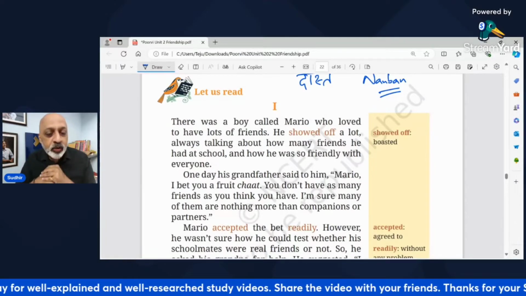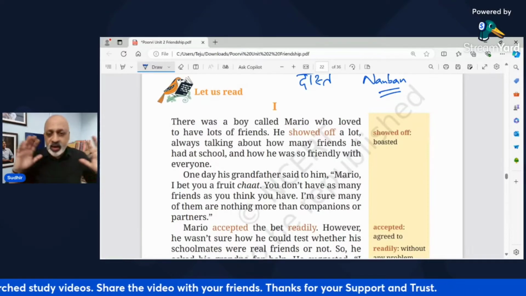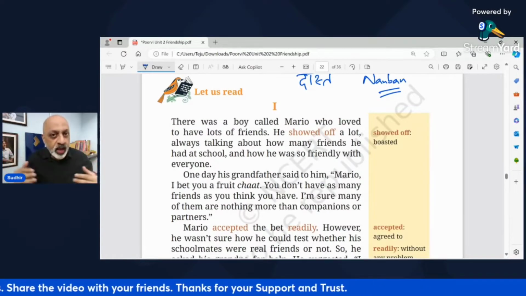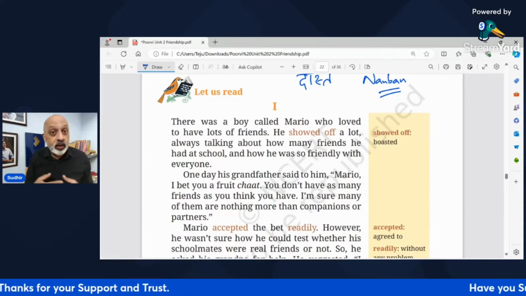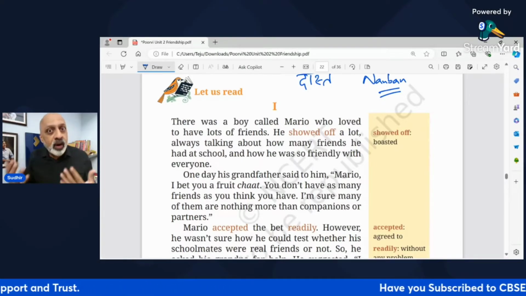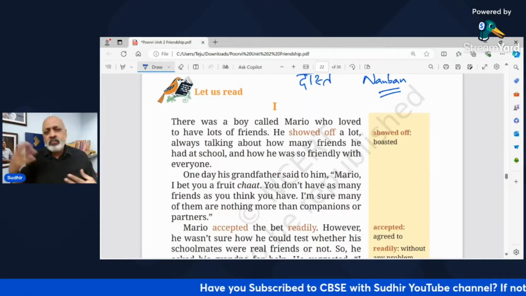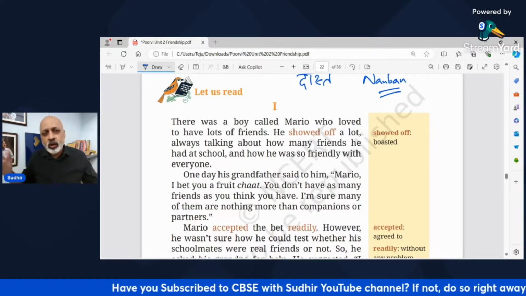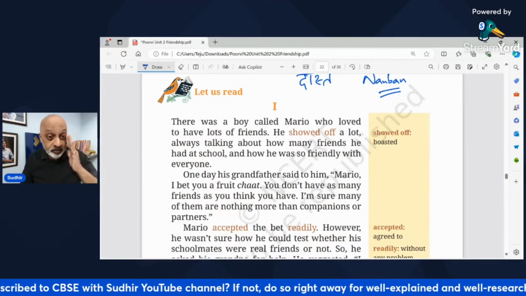Okay. Now there was a boy called Mario who loved to have lots of friends. He showed off a lot. What is showed off? Showed off means boasting. यानी कि काफी डींगे मारता था. हिंदी में बोलते हैं ना, स्लैंग लैंग्वेज, डींगे मारता था. कि अरे मेरे पास तो बहुत सारे दोस्त हैं. I have lots of friends. Okay. எனக்கு நிறைய நண்பர்கள் இருக்கா.